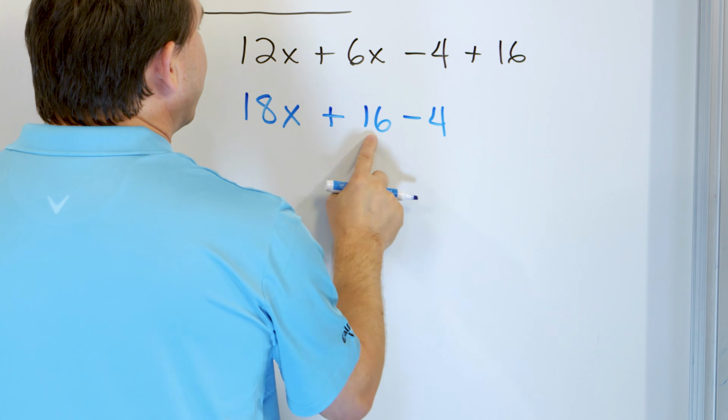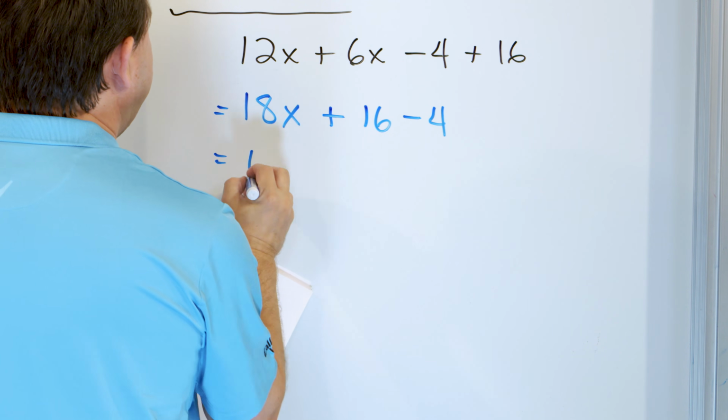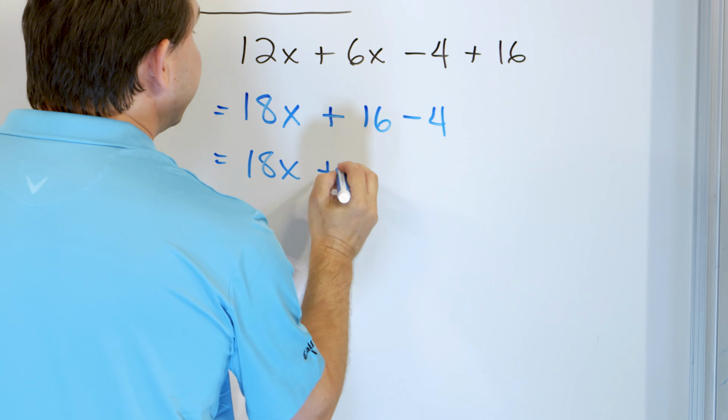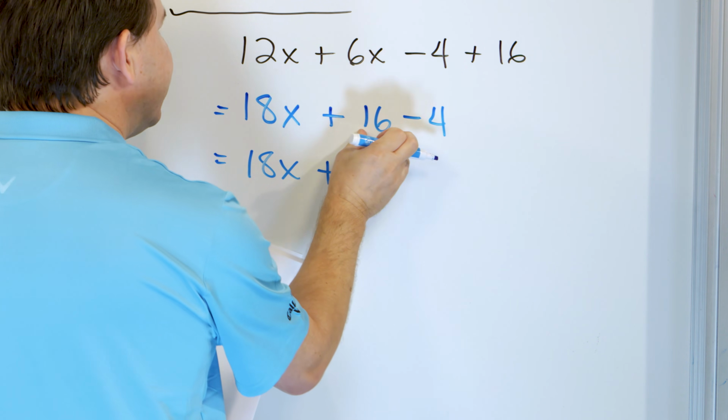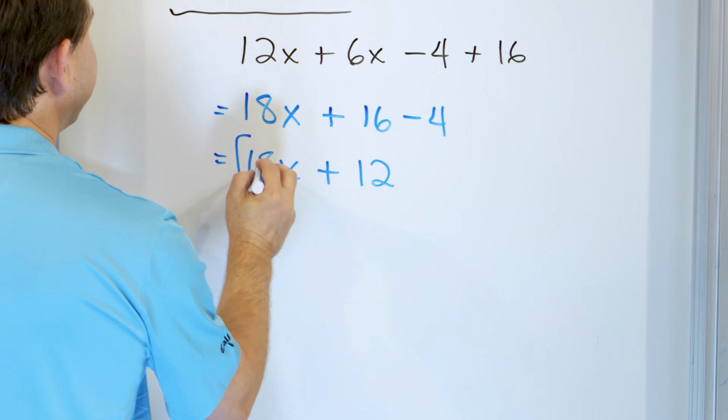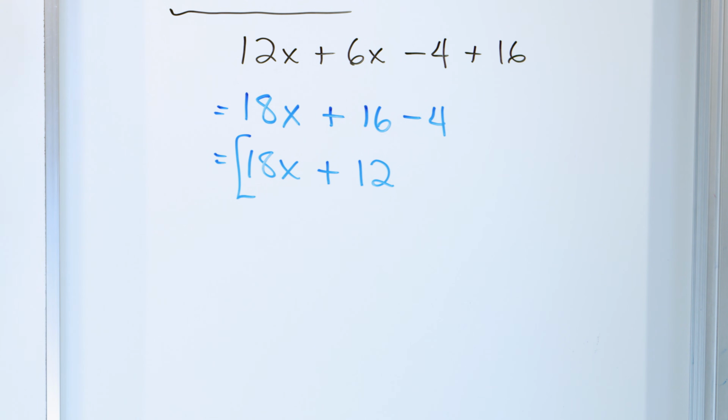All right? So now, of course, you can say 18x. What is 16 minus 4? It's going to be 12. And it's going to be positive 12 because positive 16 minus 4, of course, is positive 12. So we get an answer of 18x plus 12.